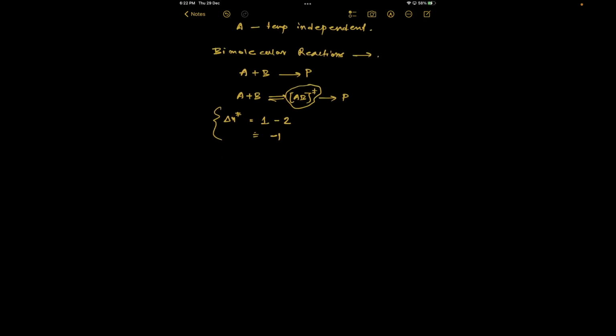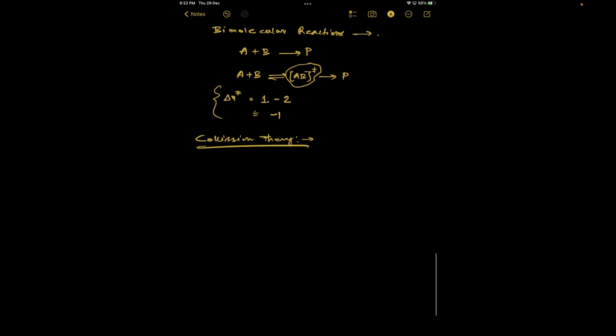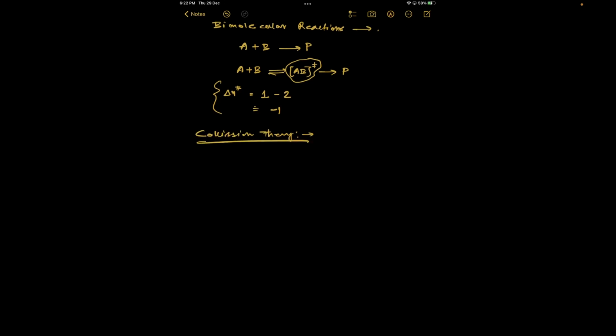Now another important topic related to kinetics is the collision theory. Collision theory actually came before the transition state theory. In collision theory, the first assumption was that the reactant molecules will collide with each other and the product molecules will form. By collision, the energy will transfer between different reactant molecules, and this way the product molecules will form.